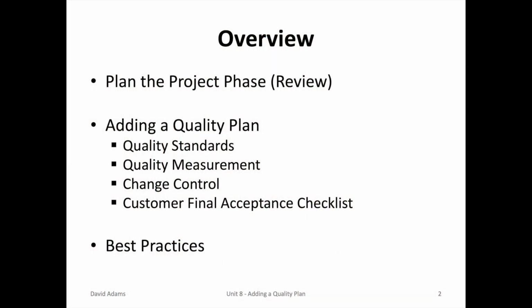With this lecture, we'll be adding a quality plan. As before, we'll be reviewing what the plan the project phase is and looking deep down at what a quality plan consists of. That is, the quality standards and measurement, the possibility of change control, implementing that in the beginning with your customer, and finally, developing a customer final acceptance checklist. And as before, we'll talk about best practices.